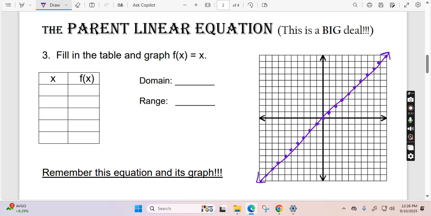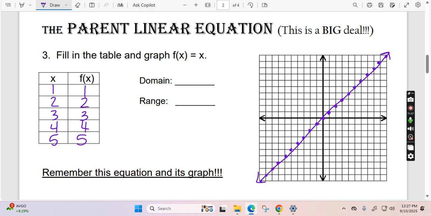So what are my x values going to be? Just pick 5 of them. 1, 2, 3, 4, and 5. Okay, so if we go over here and we look at our graph, what are our y values for x equals 1? What's our y value? 1. Okay, what's our y value for x equals 2? 2. What about 3? Okay, and then 4 and 5. All right? Is everybody understanding now? Okay.